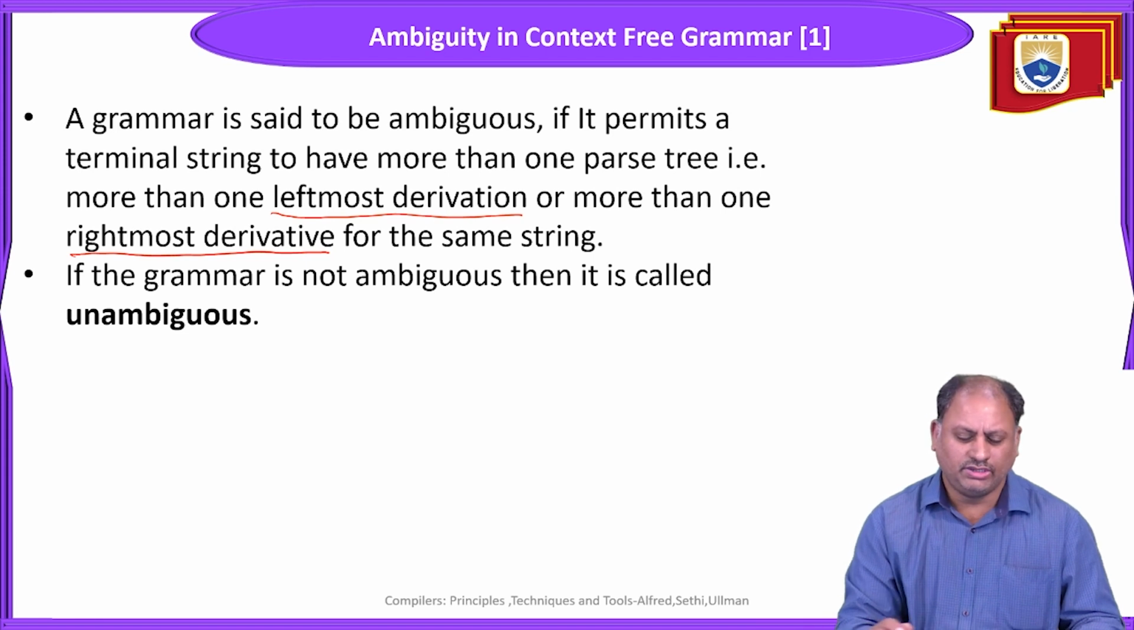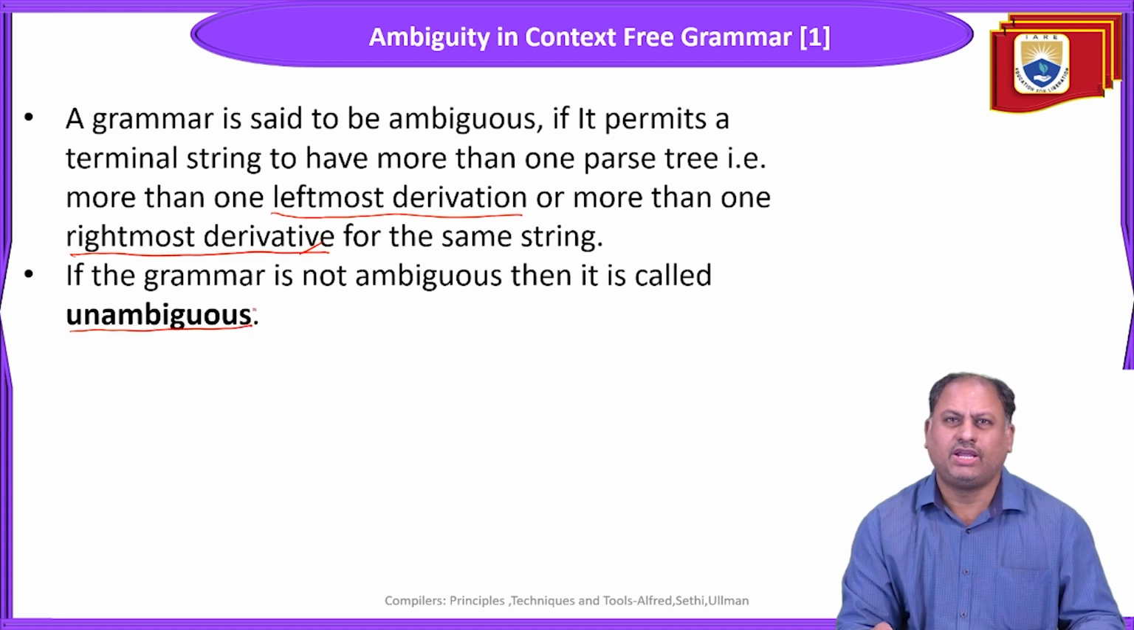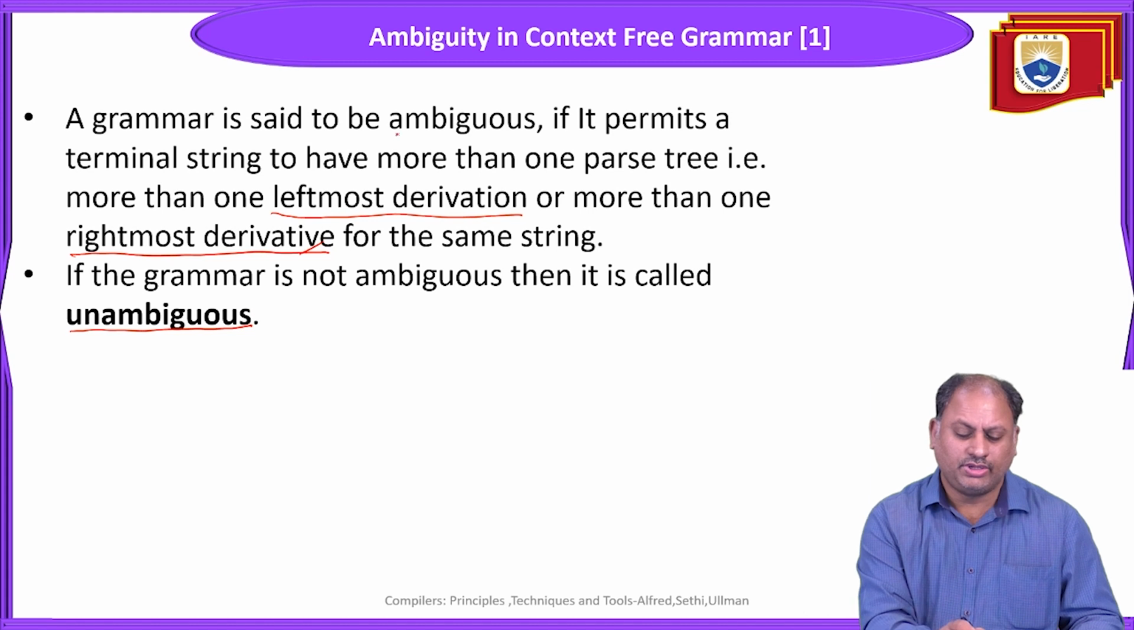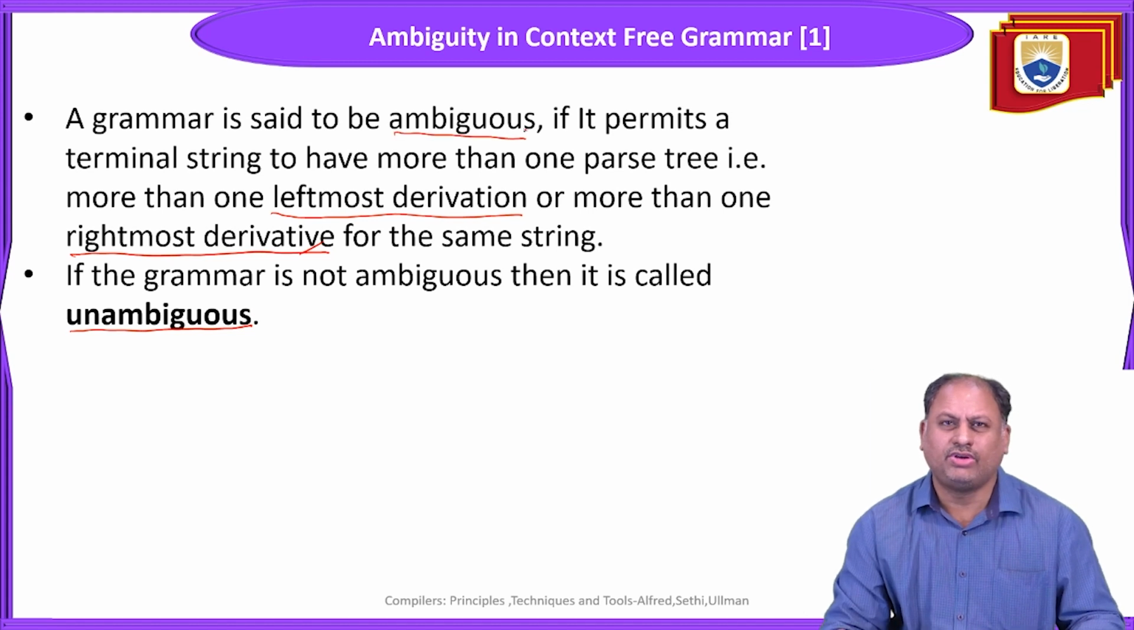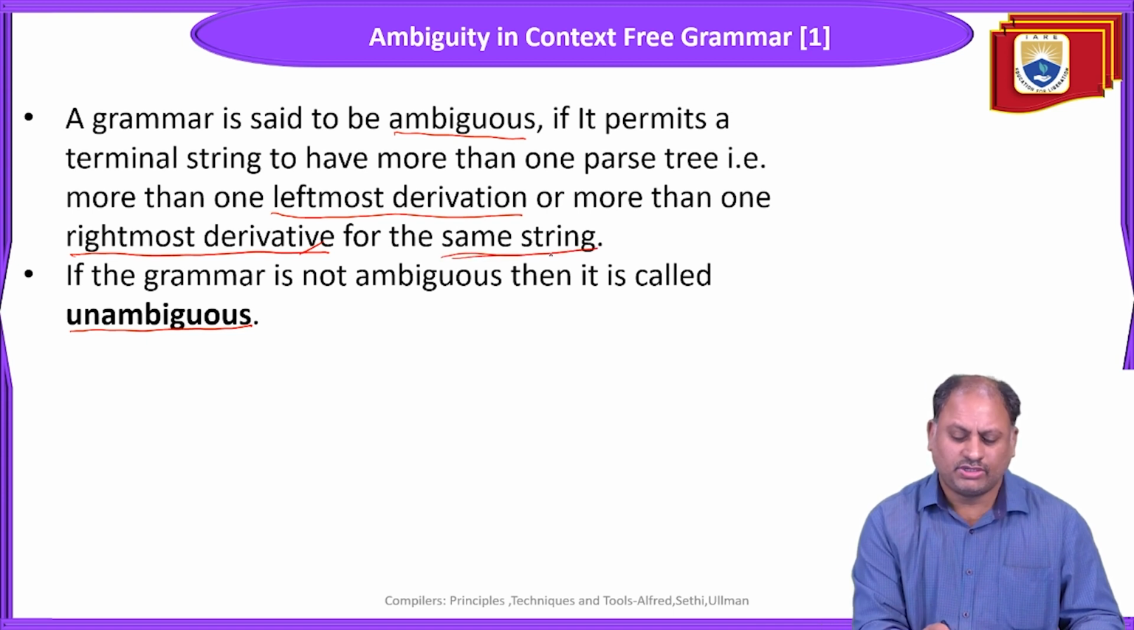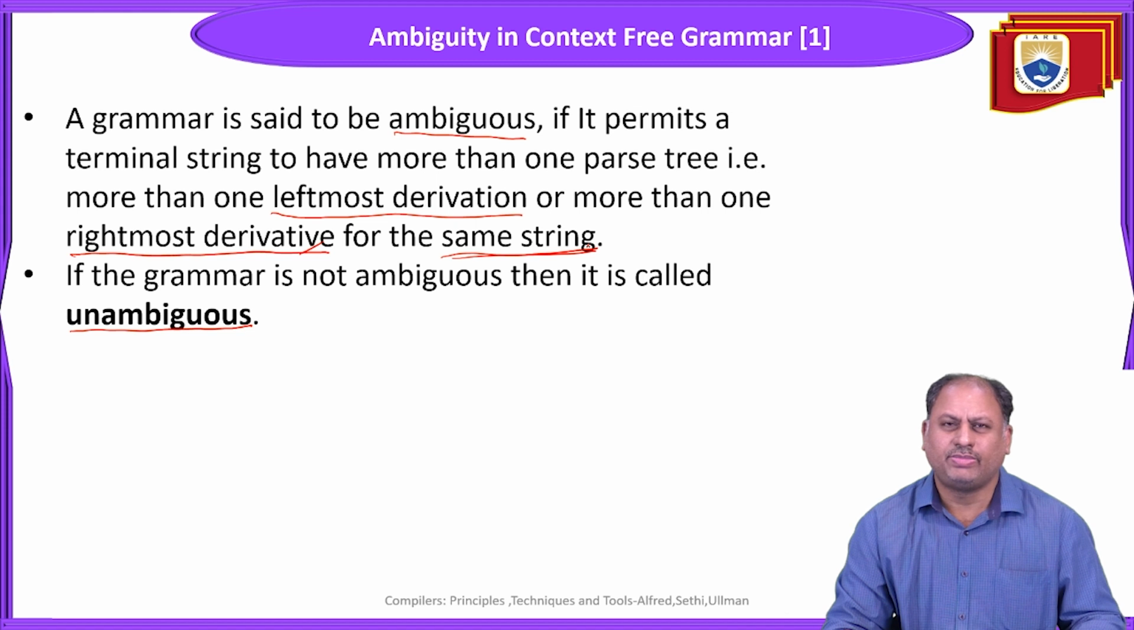Otherwise, if the derivation tree doesn't contain more than one leftmost derivation and more than one rightmost derivation, then we can say that the grammar is unambiguous. Ambiguity arises if there is more than one derivation, leftmost or rightmost, for the same string. If so, it is ambiguous. Else, it is not ambiguous, meaning unambiguous.